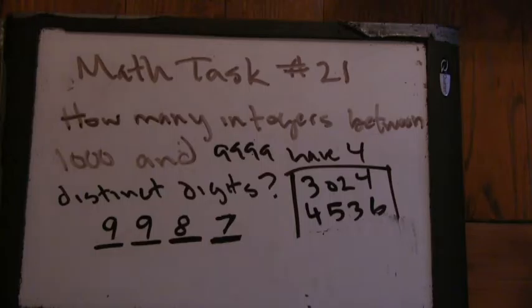Well, 3024, 4536 is larger. Yeah, it is larger. Differences. Well, look at the last digits, 4 and 6. Okay, so how can the last digits help us?